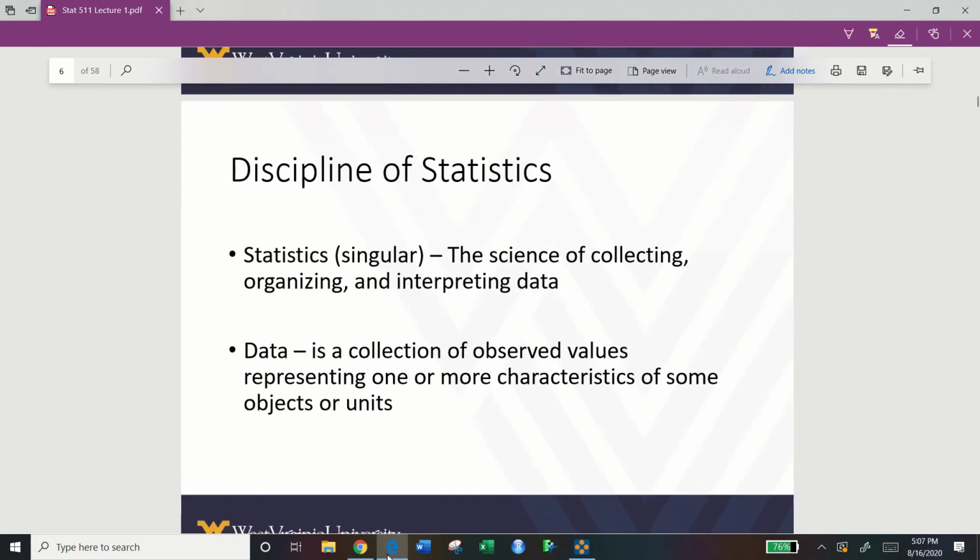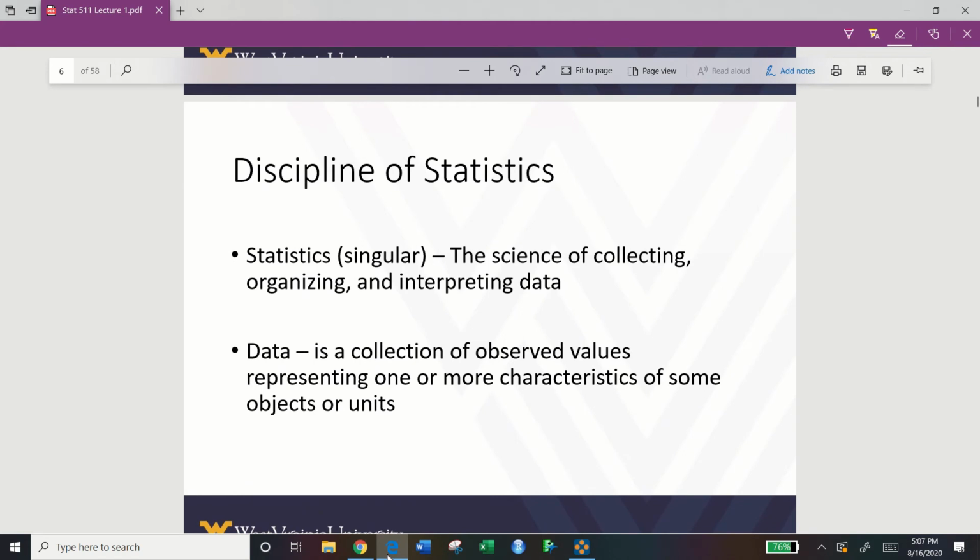So to begin, what is statistics? Well, statistics, our topic of discussion in the whole course, is the science of collecting, organizing, and interpreting data. Now, what is data exactly? It is a collection of observed values representing one or more characteristics of some objects or units.